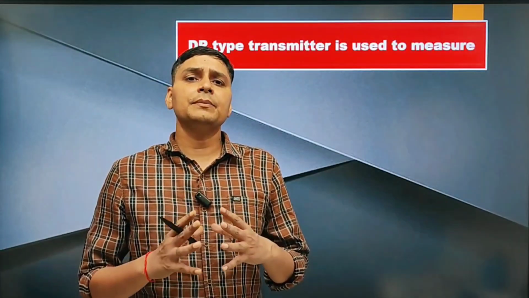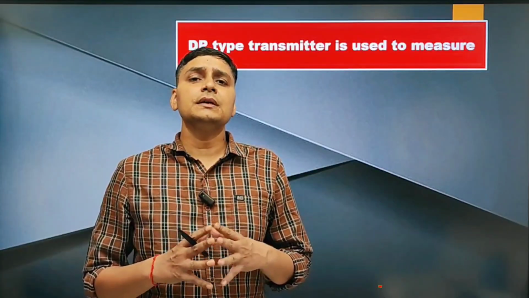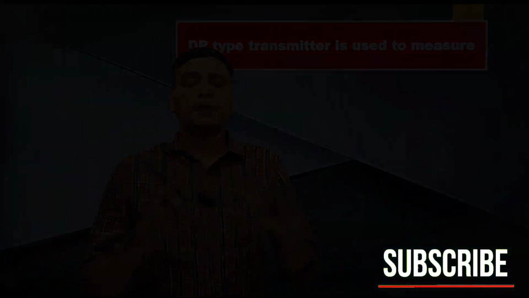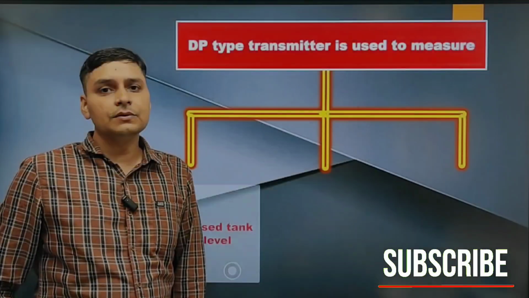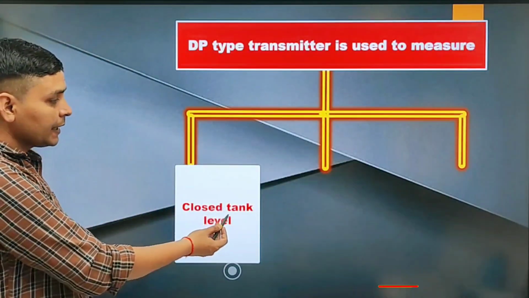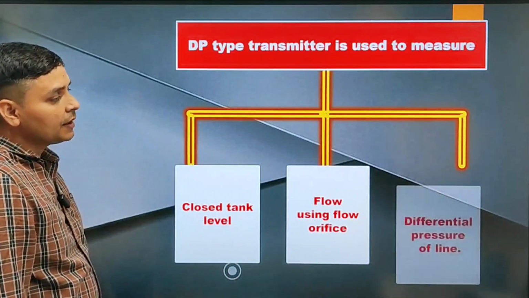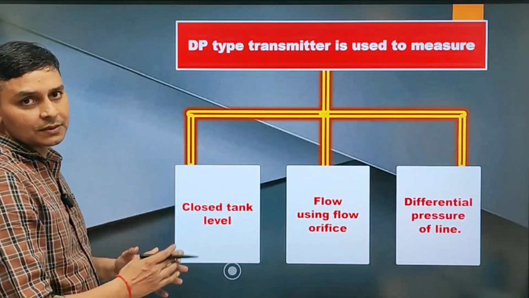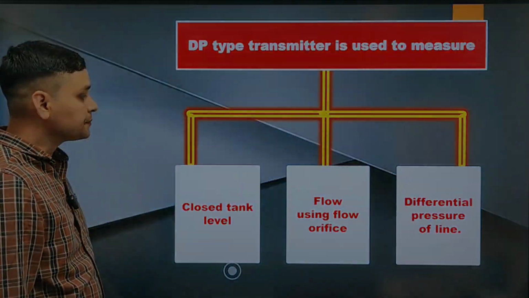Look friends, DP type transmitters are widely used in instrumentation. They are used to measure different parameters. Now we will discuss the applications of DP type transmitters. They are used to measure closed tank level. They are used to measure flow using flow orifice, and they are used to measure differential pressure of line. Now we will discuss one by one.